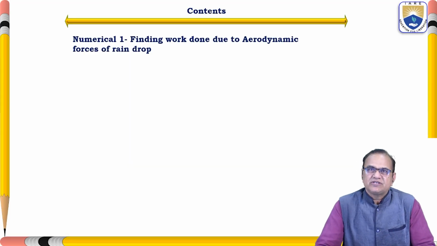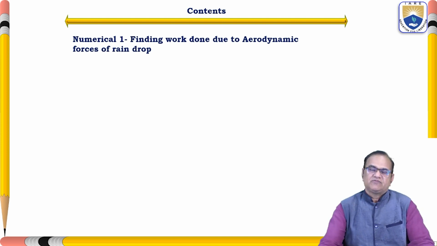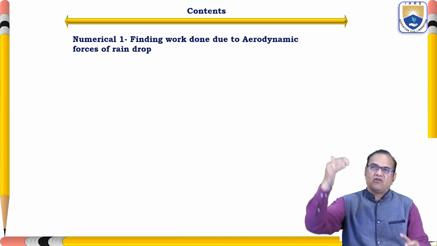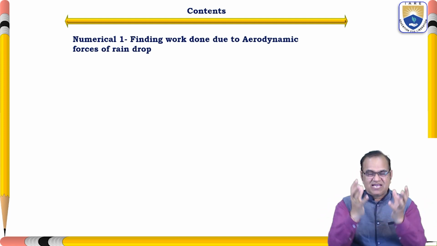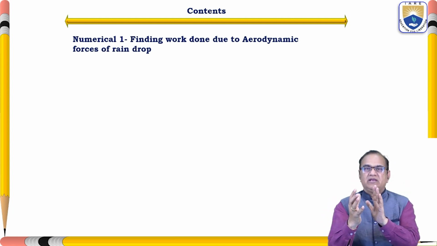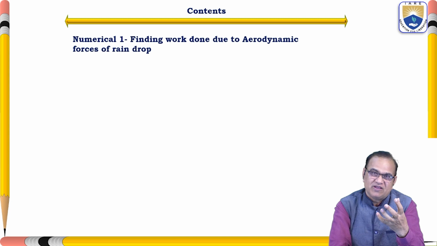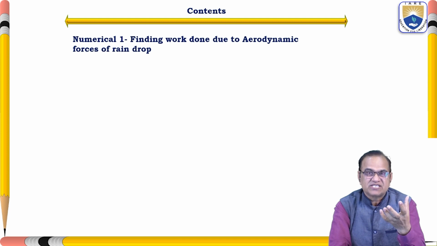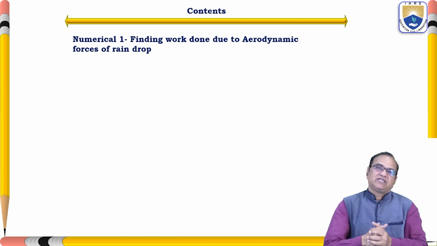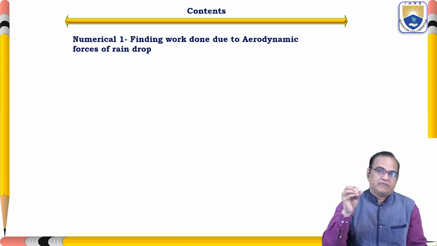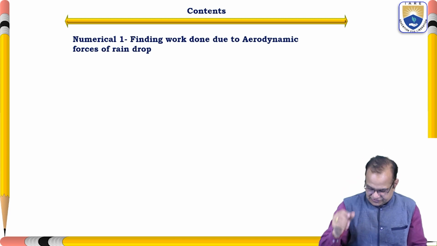Today's class we are going to discuss numerical 1, finding work done due to aerodynamic forces of a raindrop. In this we will see that if a drop is falling from the sky, the shape is spherical, but when the wind is coming, the spherical shape is converted to a cylindrical shape. So by the conversion of this shape of a raindrop, how the work is affected is going to be handled by numerical number 1. We will find out the work done when the aerodynamic effect on the drop is experienced.